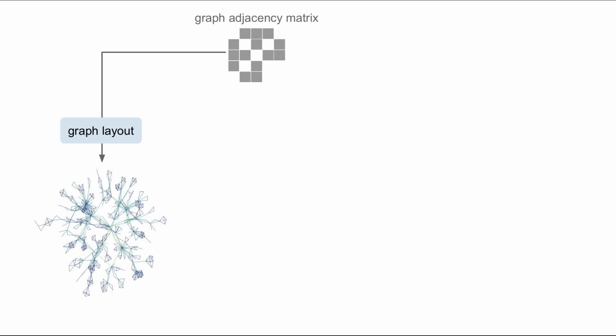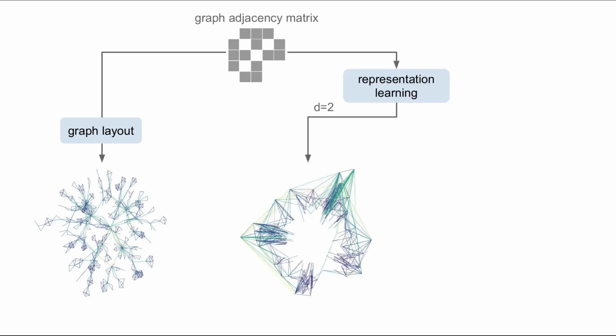I now give an overview of how we evaluate the methods. We start with an undirected, unweighted graph. We then assess 3 types of embeddings. First, we consider graph layout techniques, which optimize a 2-dimensional placement of nodes.